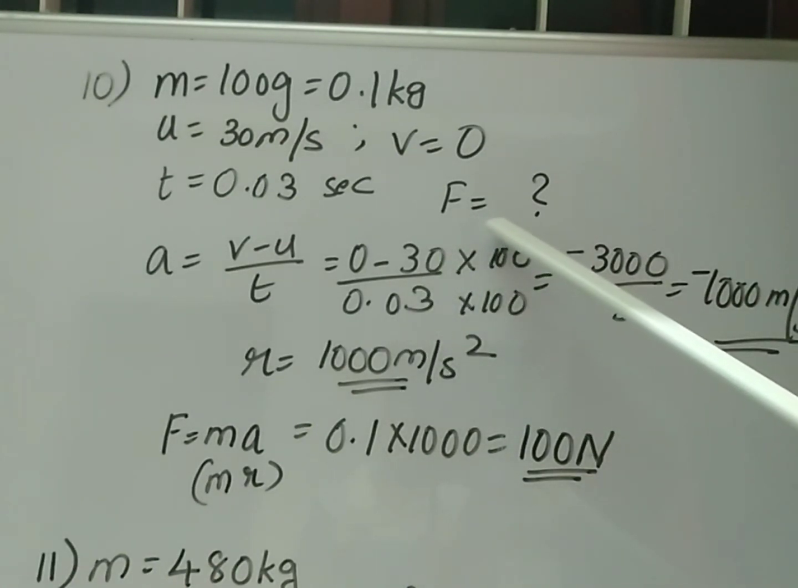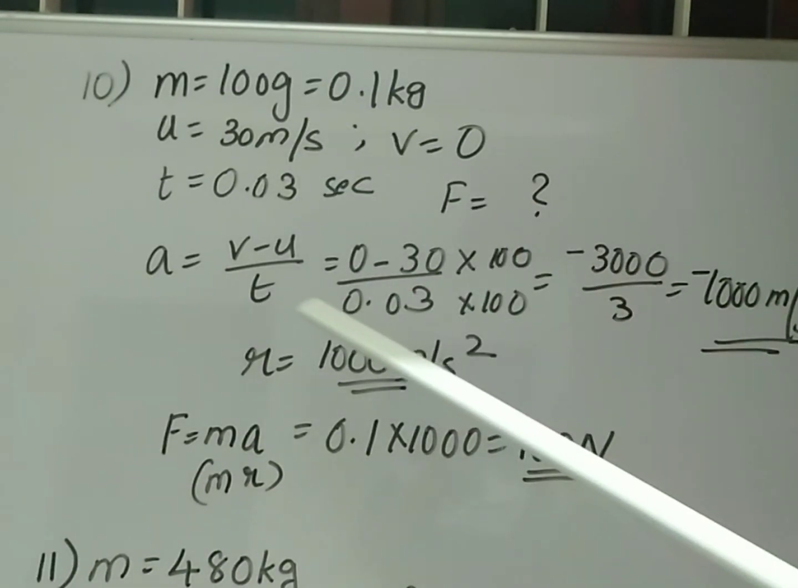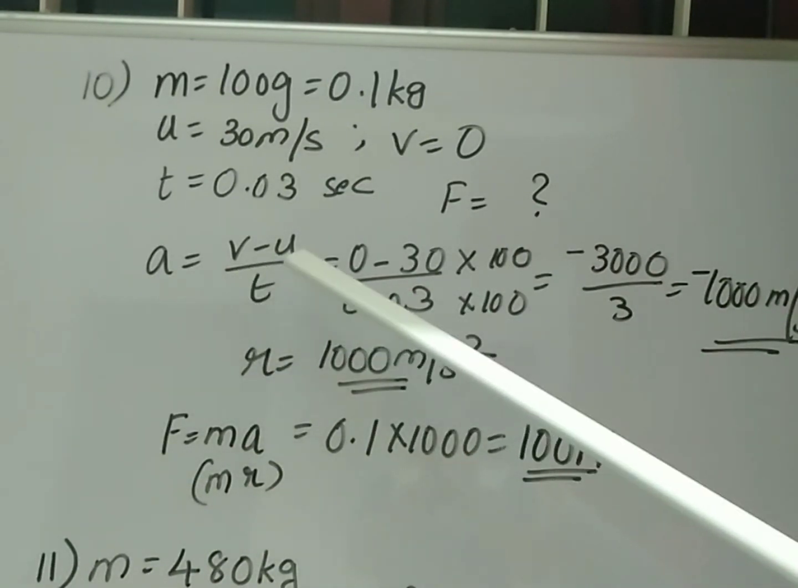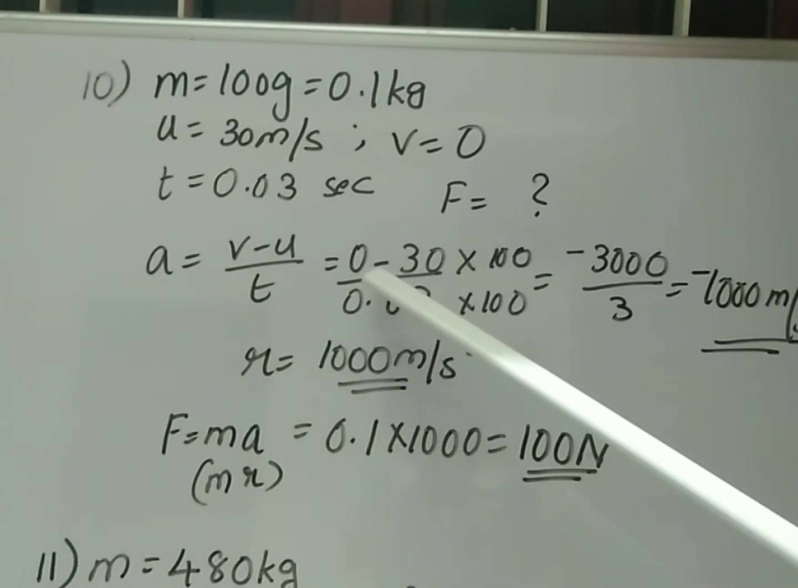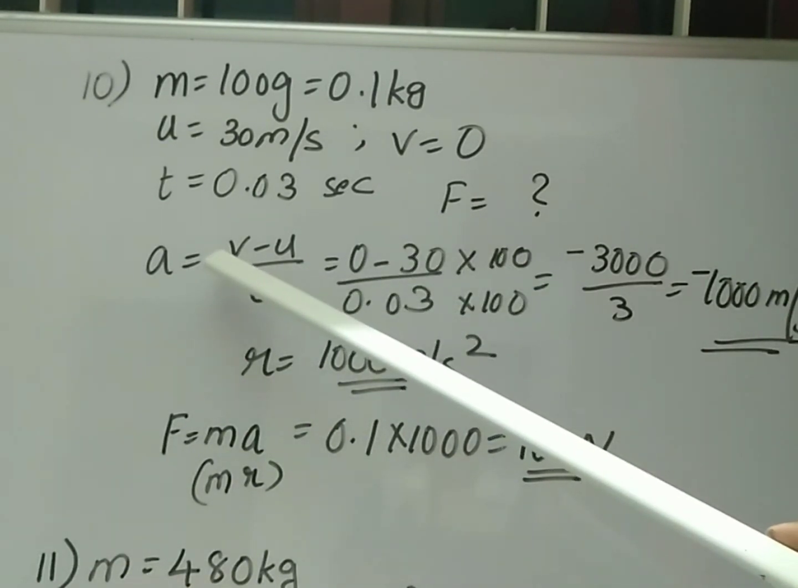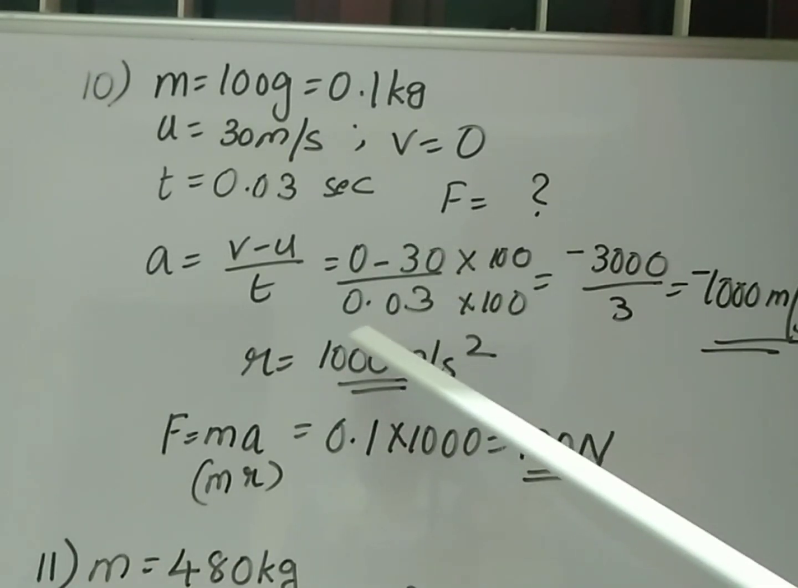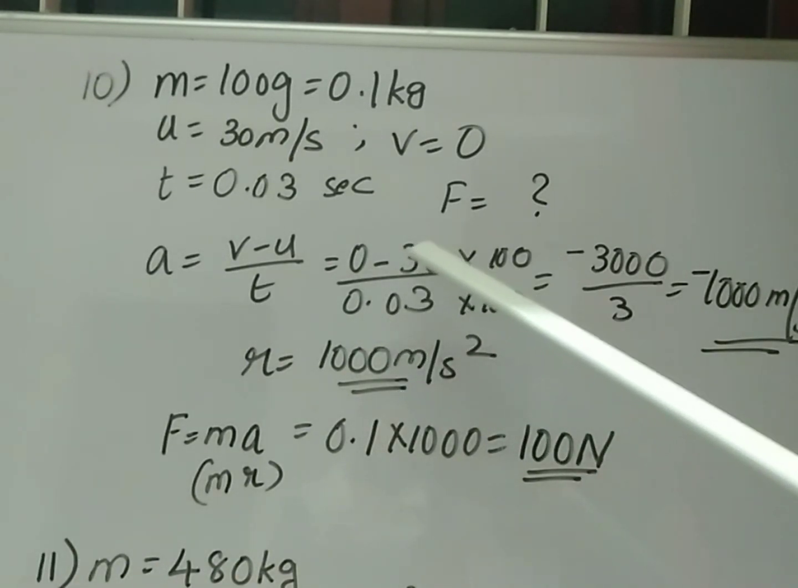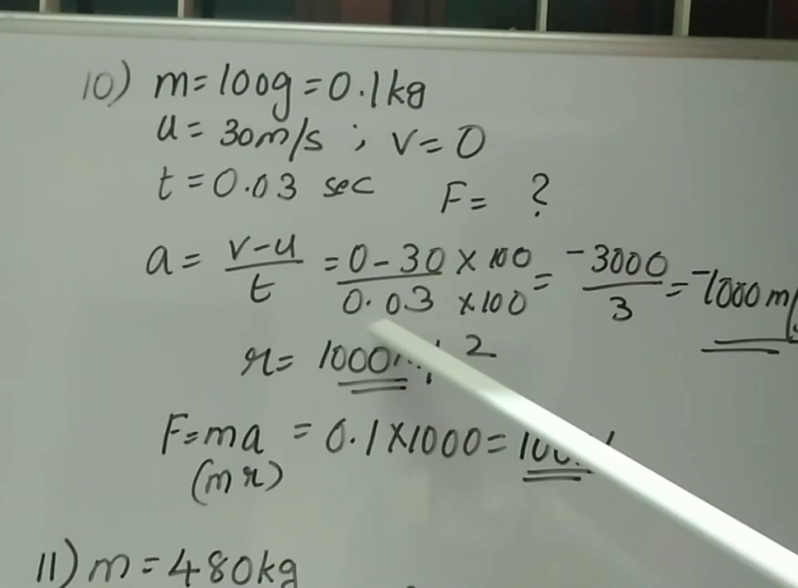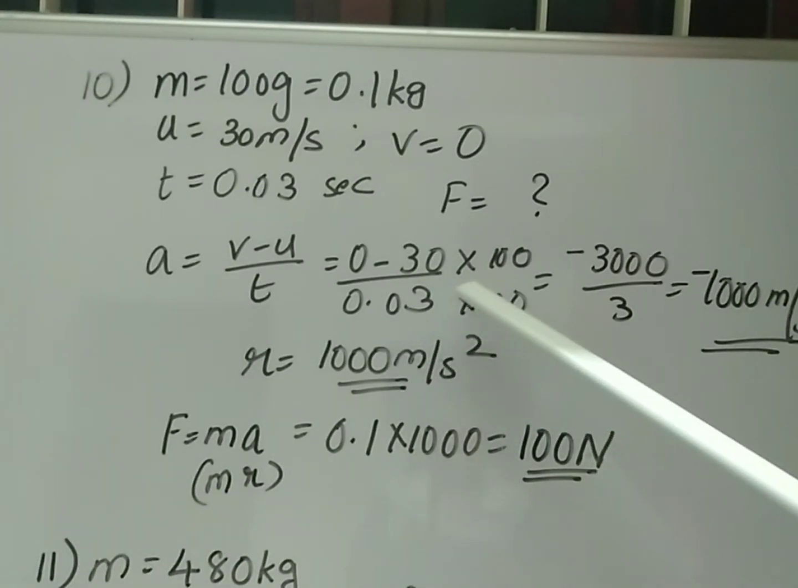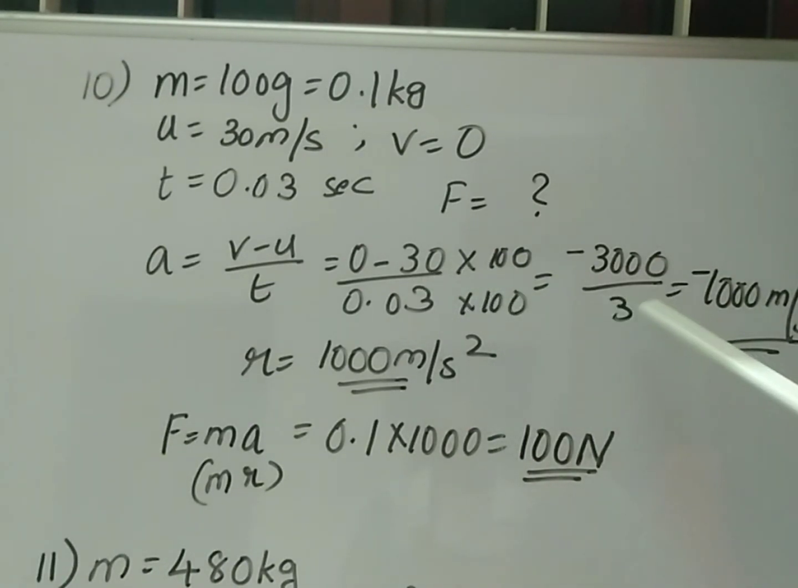We have to find force F. Again I told, F is equal to ma. Mass is given. We have to find acceleration. a is equal to (v - u)/t. Final velocity v is 0. 0 minus 30 by 0.03. So you will get 30 by 0.03. To remove the decimal we multiply both the numerator and denominator by 100. So you will get 30 into 100 by 3, that is 3000 by 3. It is negative. Negative 3000 by 3 you will get negative 1000 meter per second square.